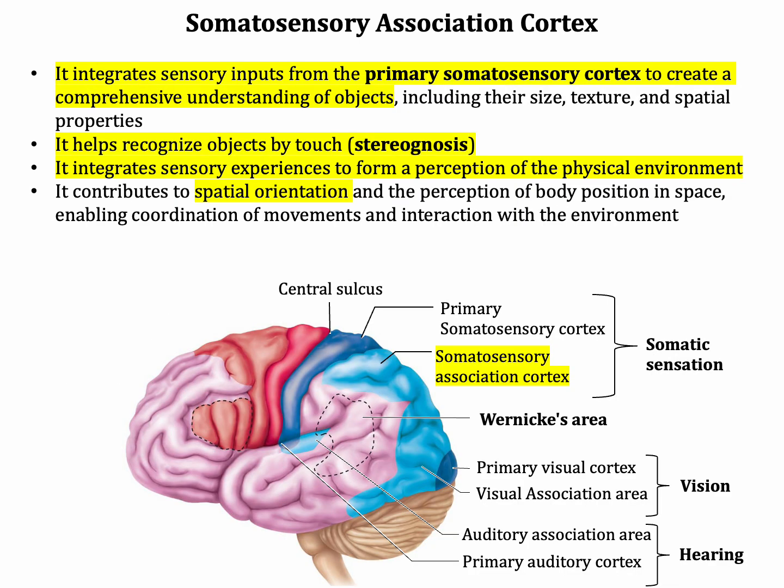The somatosensory association cortex makes associations with that sensory stimuli. So it integrates sensory inputs and creates a comprehensive understanding of objects. It could be things like size, texture, how much space something occupies. It enables stereognosis, the ability to recognize something by touch. It integrates sensory experiences to really make sense of the sensory stimuli. And this association area is quite broad, quite complex. A lot of different connections occur in the cerebral cortex for association and interpretation.